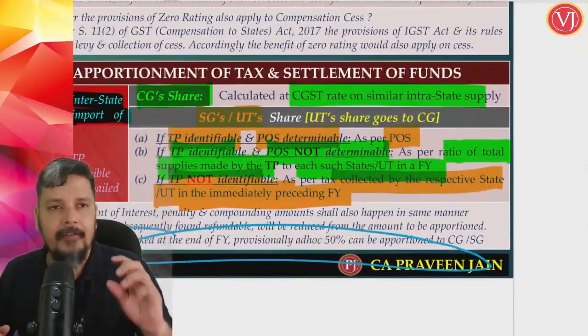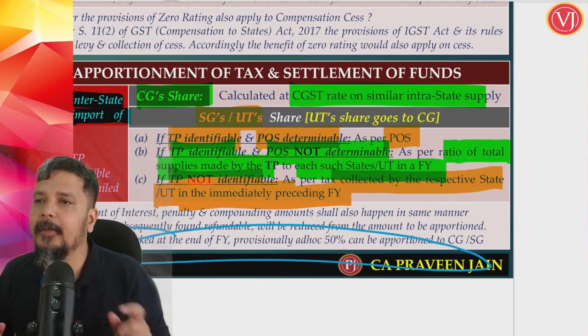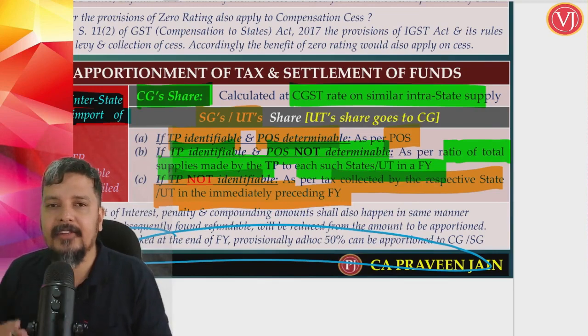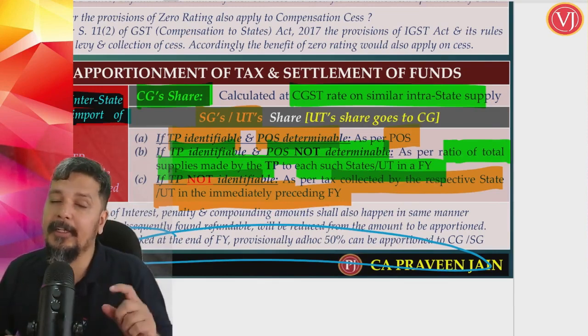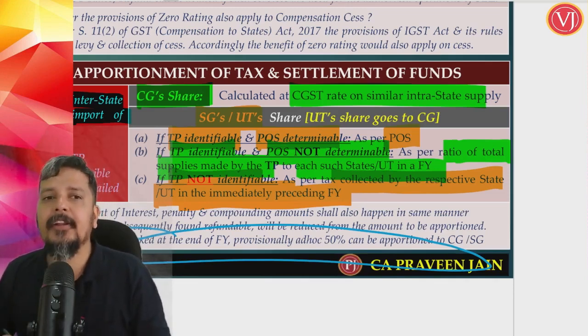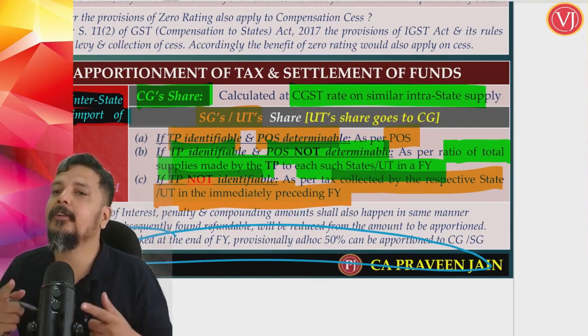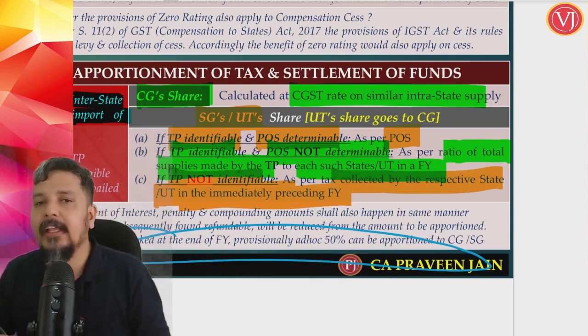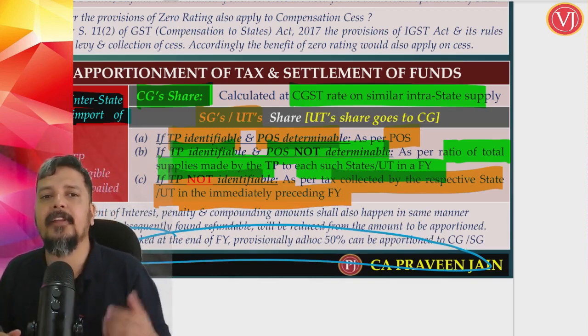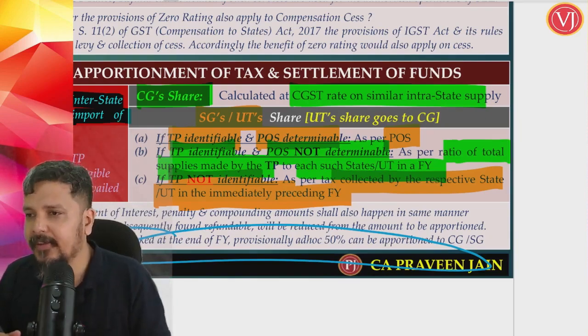If you know, 50% will be taken by the central government, 50% by the state. If you know that particular state, give it to that particular state, when the taxable person and place of supply are known. If you know the taxable person but not the place of supply, give it in the ratio to those states to which that taxable person paid in that year. If you are not aware even of the taxable person, give it to all the states and union territories based on the revenue collected during the preceding financial year.